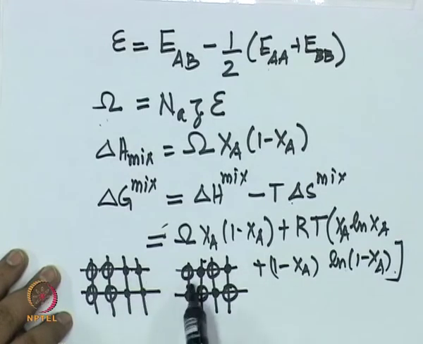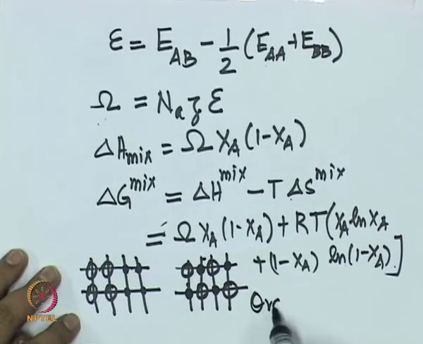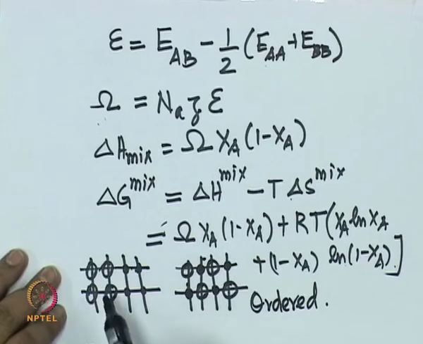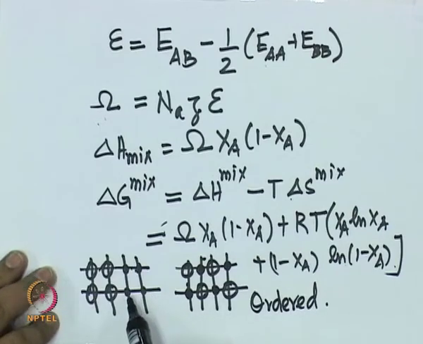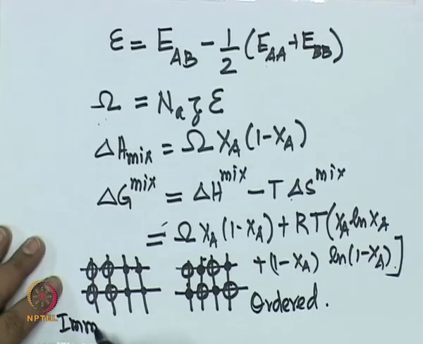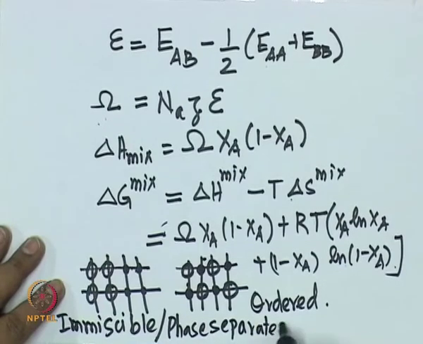This kind of mixing that happens at the atomic level leads to what is known as ordered crystal structures. We will look at more details, and this is known as an ordering system. This kind of separation is known as either immiscible, because they are not mixing, or phase separated, because the two phases are separated.